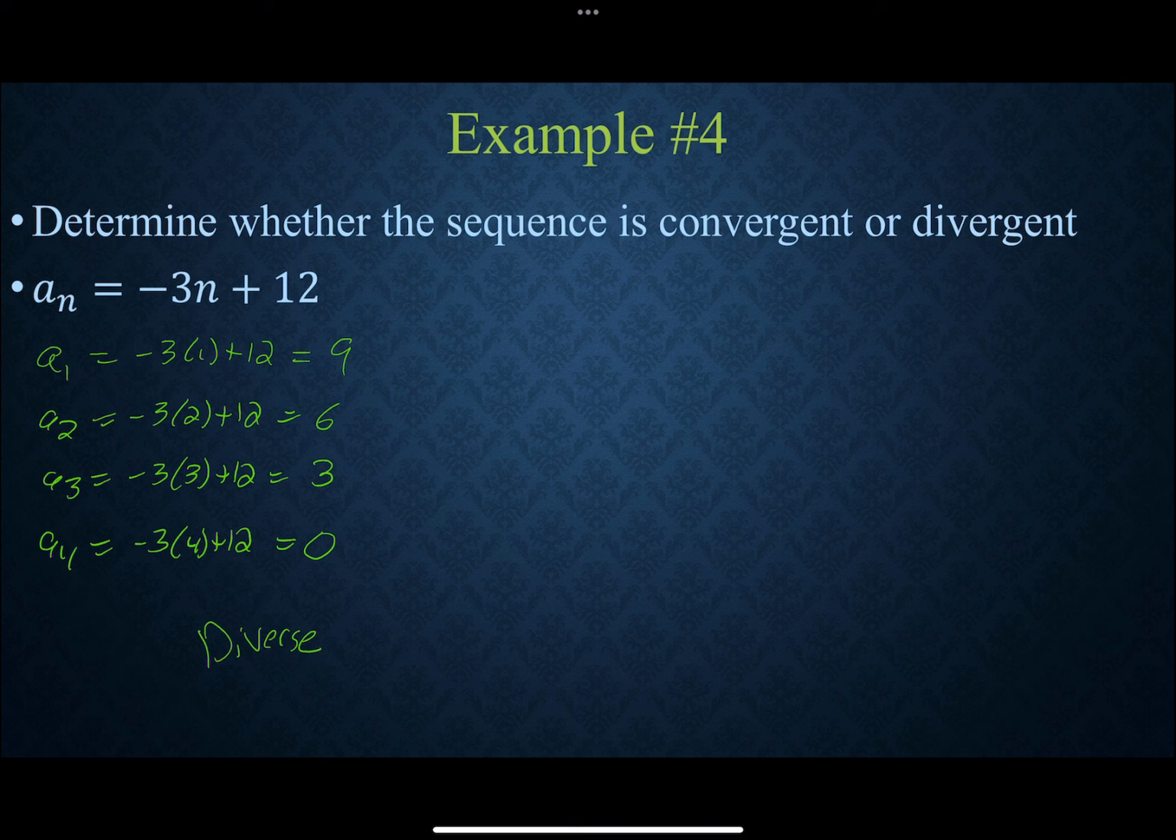Converging, the numbers need to get closer and closer together. So it had to have been 9 to 6, 6 to 4, 3 to 2 kind of thing, where they're getting closer and closer together as you go further and further. That'd be the idea of converging. So that one's divergence.